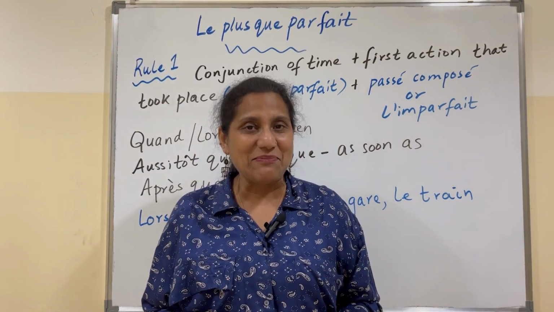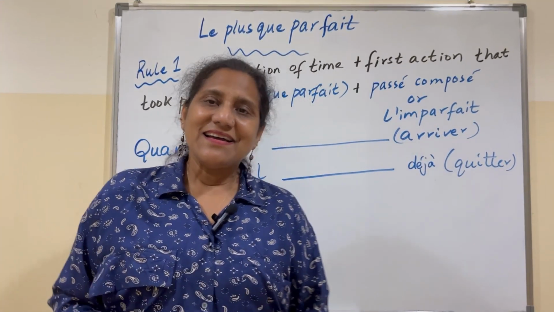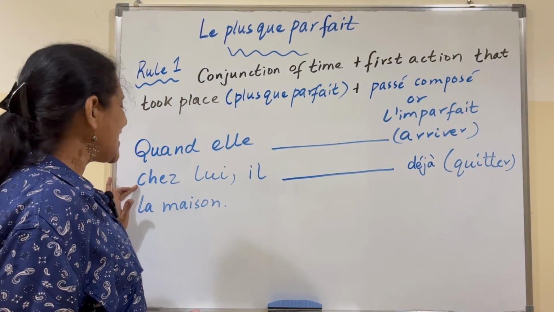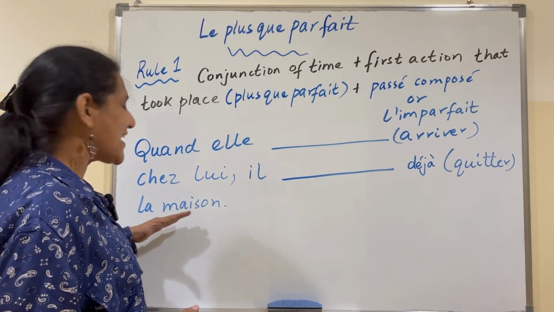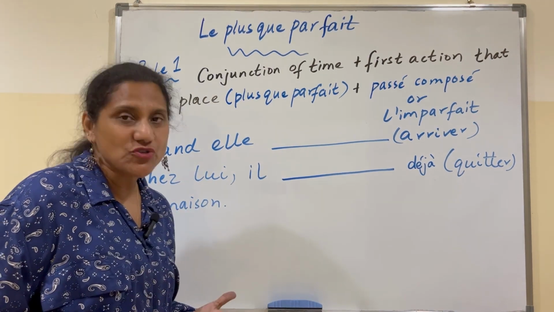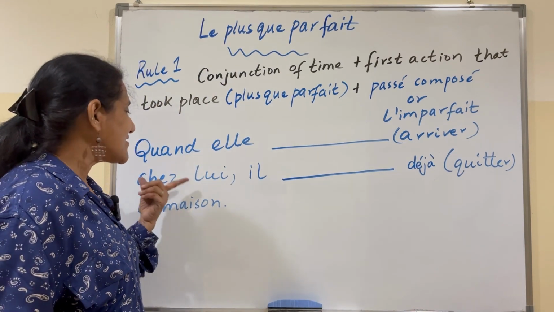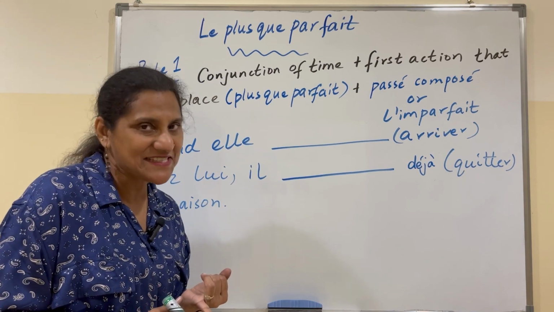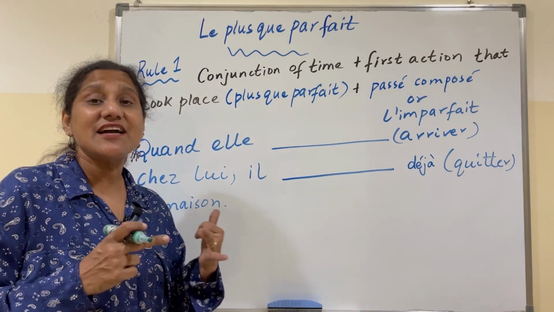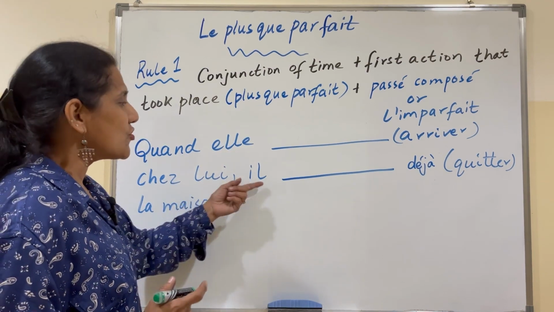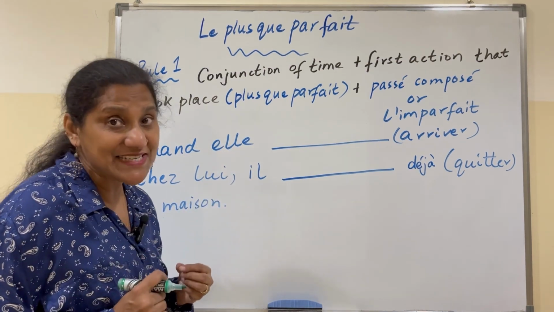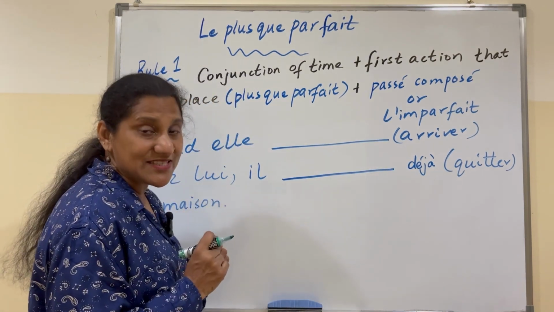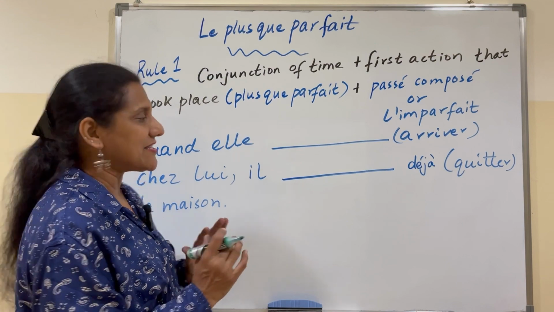Let's look at another example. Quand elle arrivait chez lui, il avait déjà quitté la maison. So what's the action which took place first? When she arrived at his place, he had already left the house. So his leaving the house is the first action, and the second action is she arriving, right? She arrived there. So this action which takes place first has to be plus-que-parfait, and when we have déjà, déjà is supposed to be placed between auxiliary verb and the past participle.